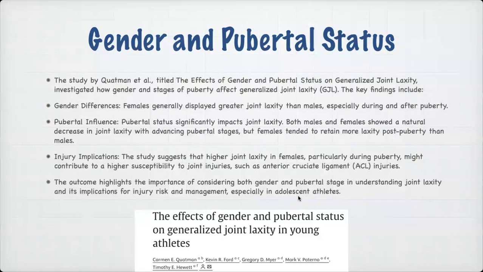So this is great news for those of you who are hoping that your children might be less flexible as they mature. And the study suggests that higher joint laxity in females, particularly during puberty, might contribute to higher susceptibility to joint injuries, such as the ACL ligament injury. So watch out for your teen girls that might need a little bit more, let's say, muscular support for their specific sport activity to prevent these injuries.